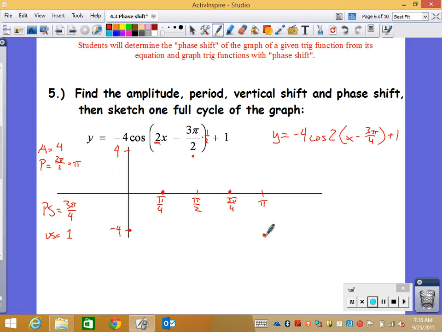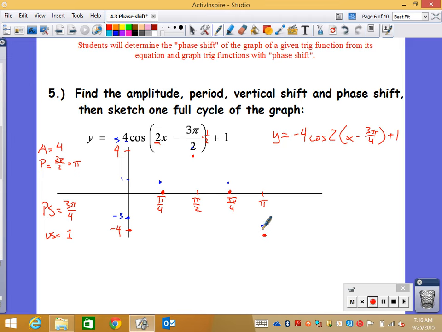So this vertical shift of 1 just raises each of my points up 1. So instead of being at negative 4, negative 3. Instead of being at 0, at 1. Instead of being at 4, at 5. It's going to get a little cramped up there. That's okay. Instead of being at 0, up at 1. Instead of being at 4, negative 3. So the blue points represent what my curve is going to look like if I don't phase shift it. That's negative 4 cosine 2x plus 1.